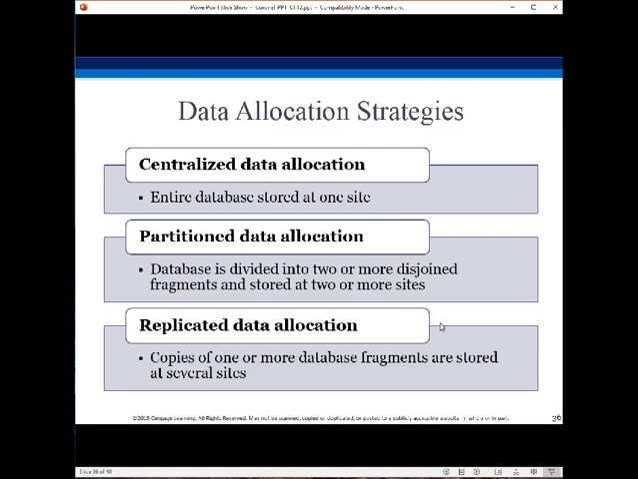And then a centralized data allocation, entire database on one site. Partitioned, the database is divided, and the fragments are stored at two or more sites. And replicated is copies of one or more database fragments stored at different sites. So if one of your replicas with a fragment, let's call it fragment A, goes down, if you have another replica with fragment A, you're still in business.